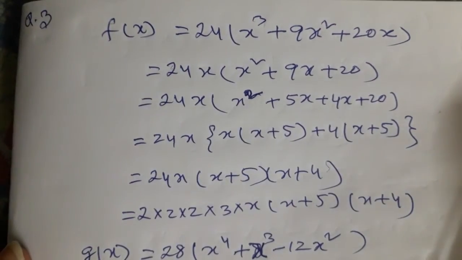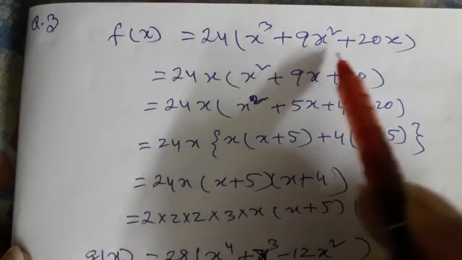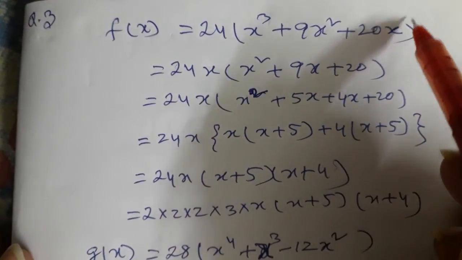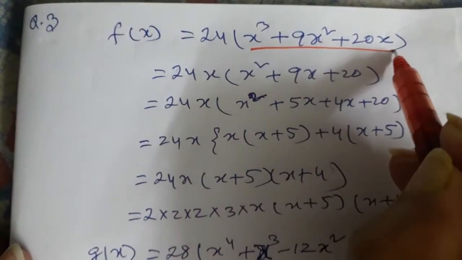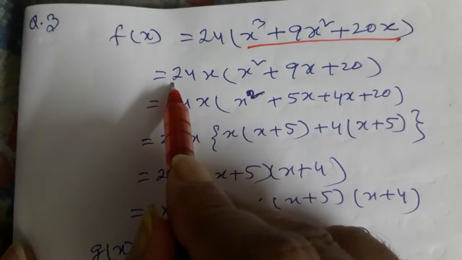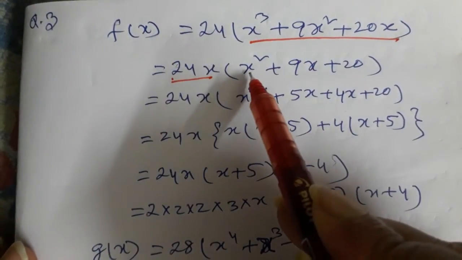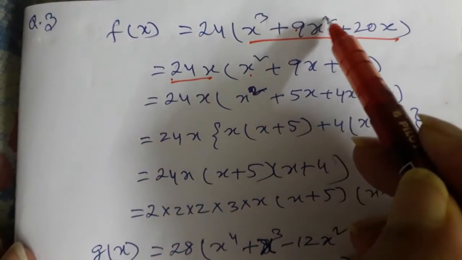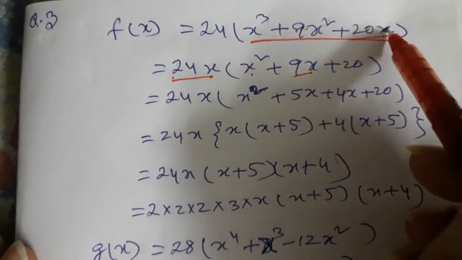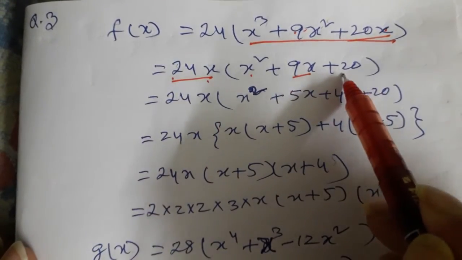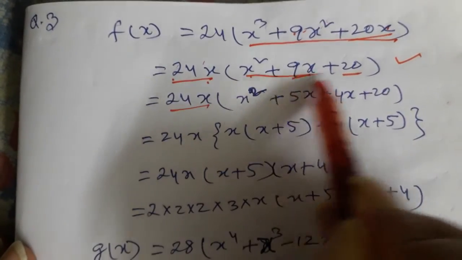Now we take question number 3. The first polynomial here is f(x) equal to this one. You see in all three terms, x is the common factor, so you take common x from the three terms, so it becomes 24x, and the other one will be x square. 9x is from 9x square, we take x, so it will be 9x. Here is 20x, we take x from all, so it will be 20. And this one as it is, we have to write this factor.